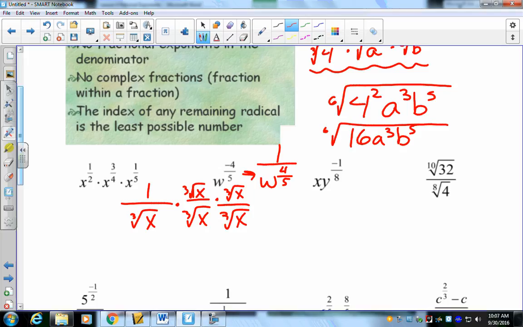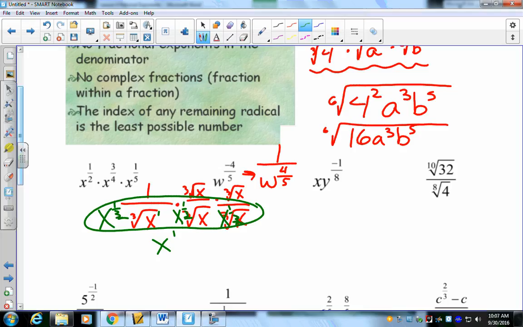Well, let's rewrite these using our rational exponents and see what happens. So this will be the same thing as if I wrote, next to it, x to the 1/3, x to the 1/3, x to the 1/3. When I combine all those together, and notice they're the same base, so I can just easily add them: 1/3 plus 1/3 plus 1/3 is 1, x to the first.